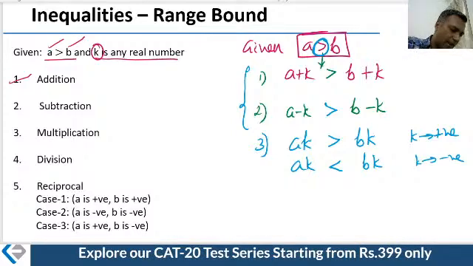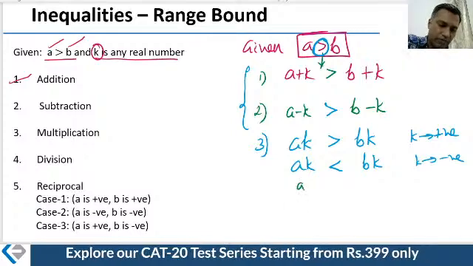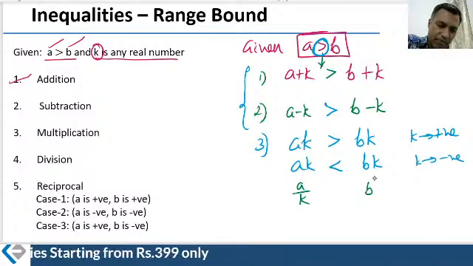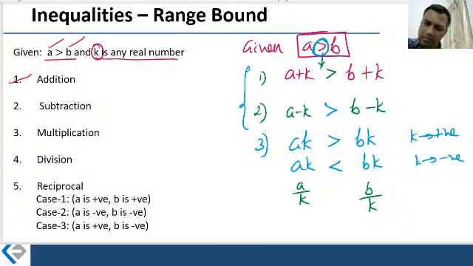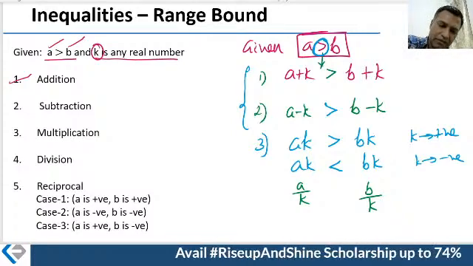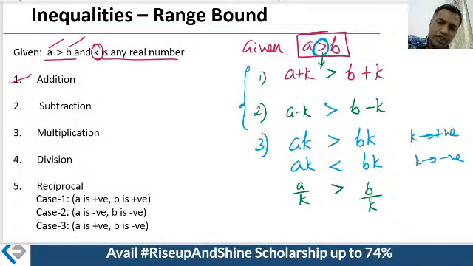Exactly the same thing would happen with division. If you consider division on this particular problem, what if I write A by K and B by K? Which would be greater here? Precisely the same thing would happen. If K is positive, no change in sign. If K is negative, there would be a change in sign. That's about 3 and 4.